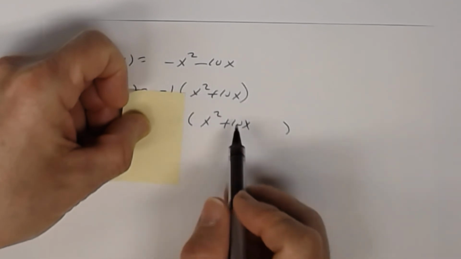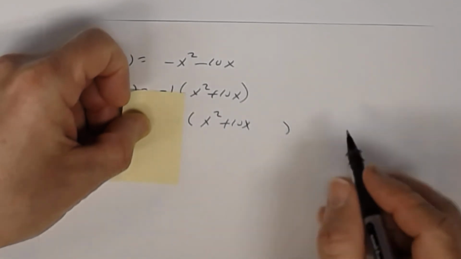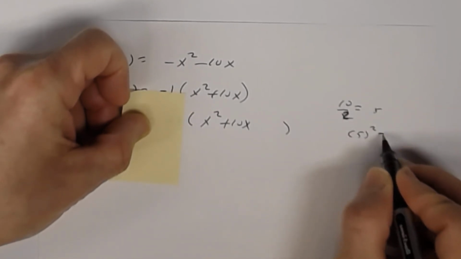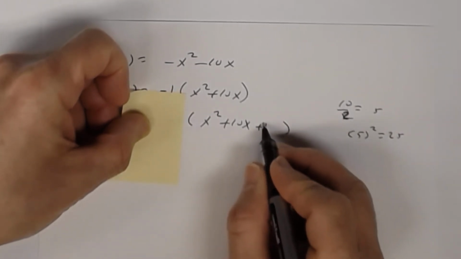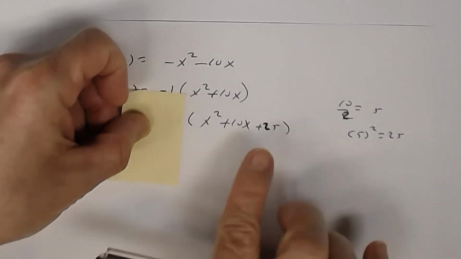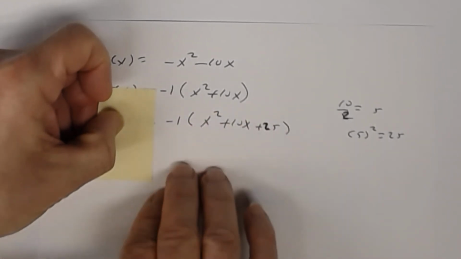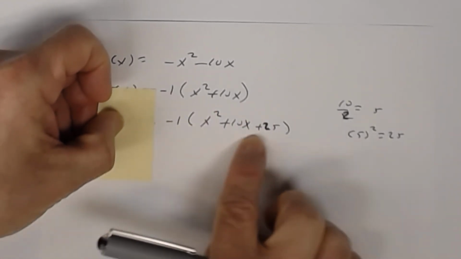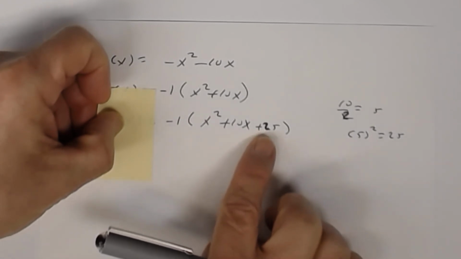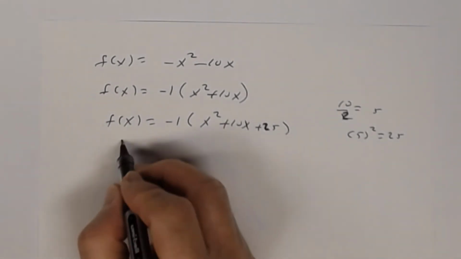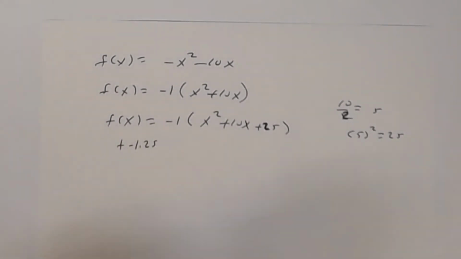We see this now 1 here. So half of 10 is 5, right? And when I square 5, I get 25. So I'm going to add 25 here. Now remember, you're not really adding 25 to the right side. You're adding -1 times 25. So what you're really adding to both sides is -1 times 25.